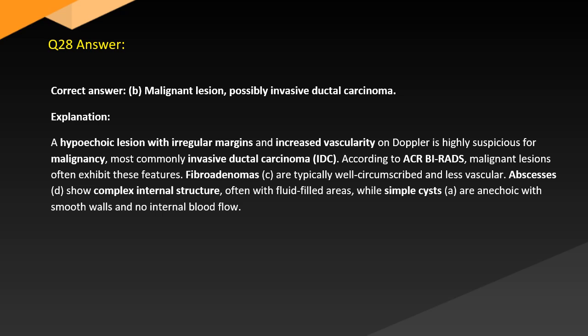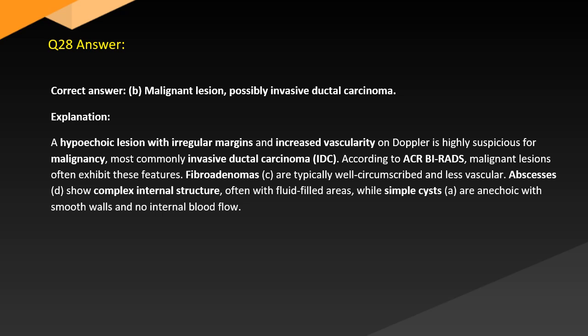Answer. Correct answer B. Malignant lesion, possibly invasive ductal carcinoma. Explanation. A hypoechoic lesion with irregular margins and increased vascularity on Doppler is highly suspicious for malignancy, most commonly invasive ductal carcinoma (IDC). According to ARDMS, malignant lesions often exhibit these features.